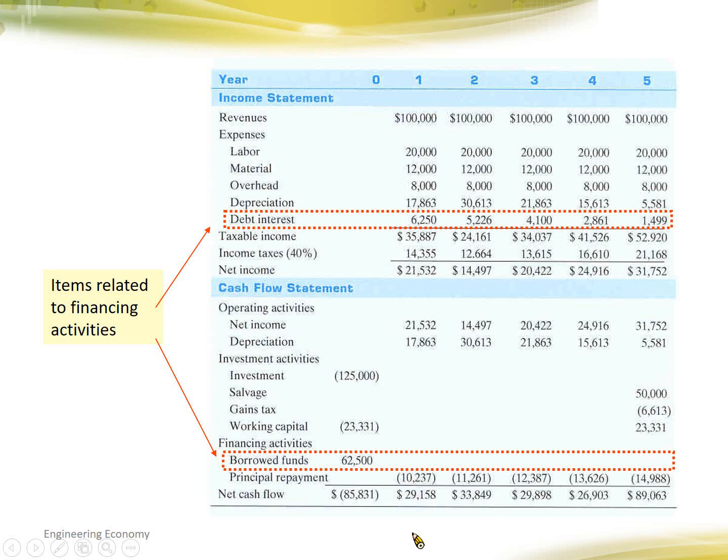The process usually starts from the annual figures. So we'll start from looking at the income statement. We have revenue, expenses, and we need to combine this income statement and cash flow statement together so that we can come out with the right net cash flow. Once we have net cash flow, we can easily evaluate this project against a certain MARR.